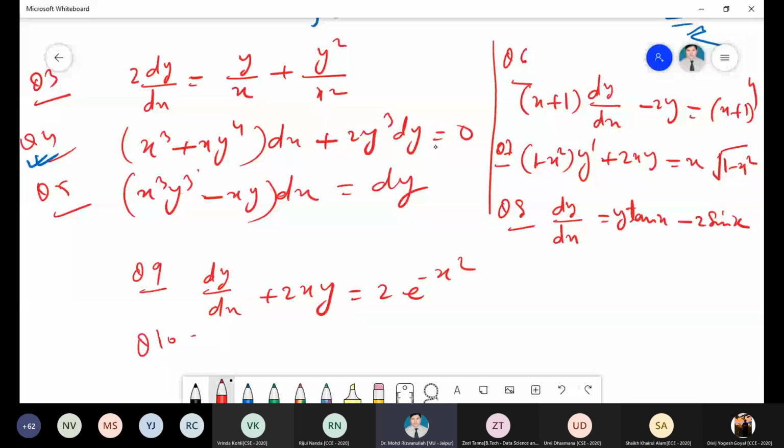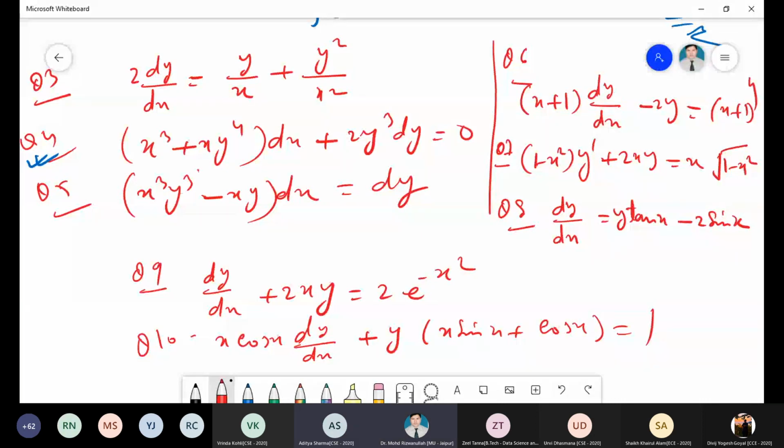Question number 10. x cos x dy by dx plus y into x sin x plus cos x equal to 1. Enough.